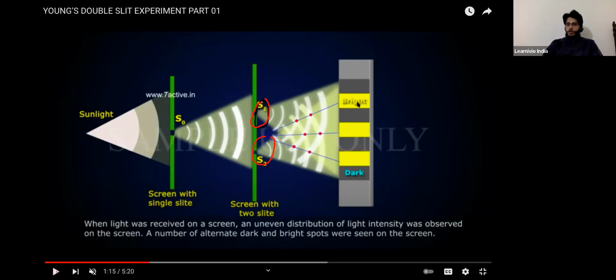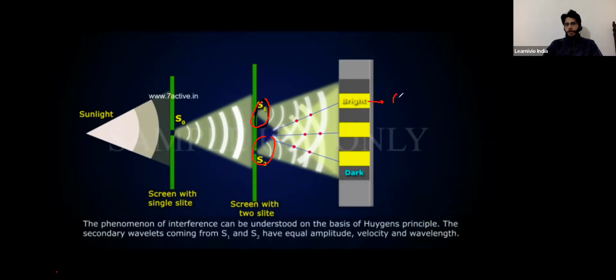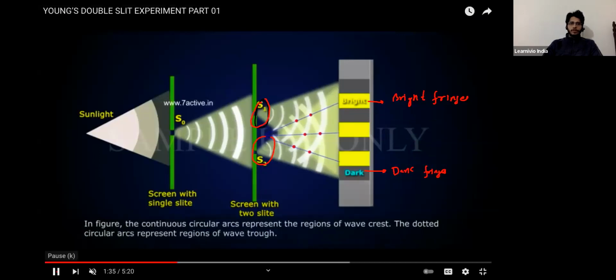So the bright spots we call bright fringes, and the dark spots we call dark fringes. In bright fringes, light waves get added up with the light waves. And in dark fringes, light waves cancel the light waves. So this is the Young's double slit experiment that we are supposed to study.